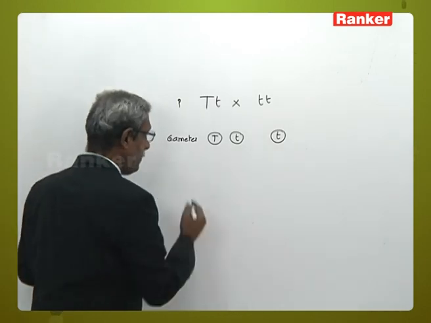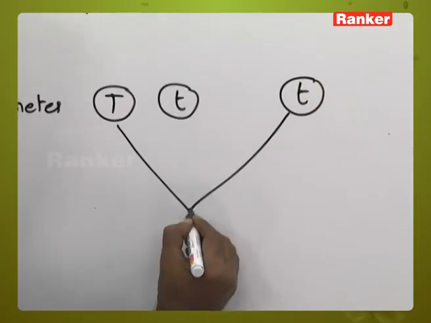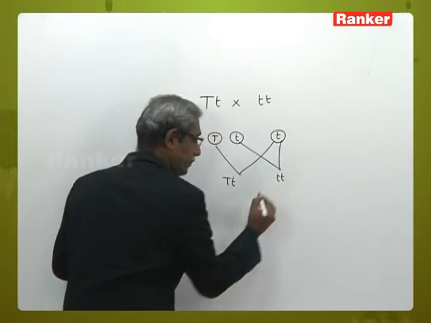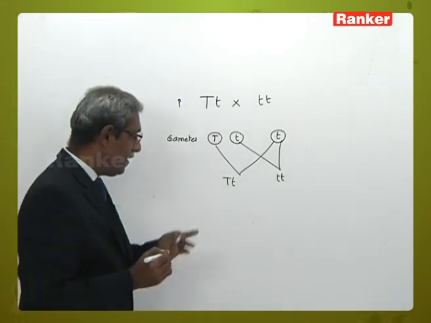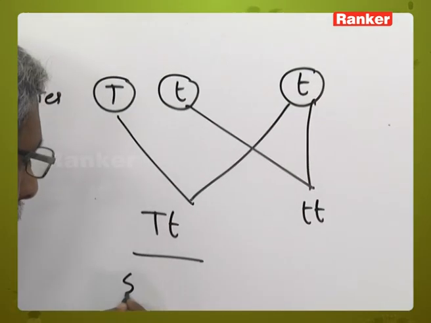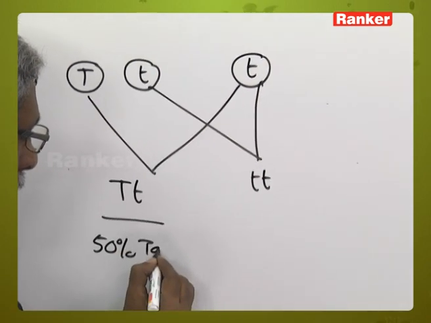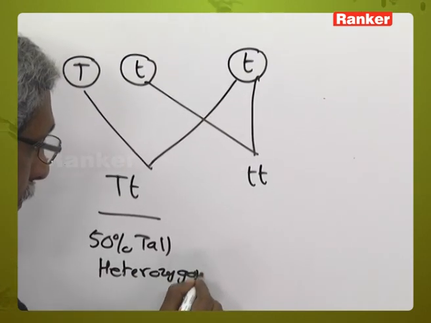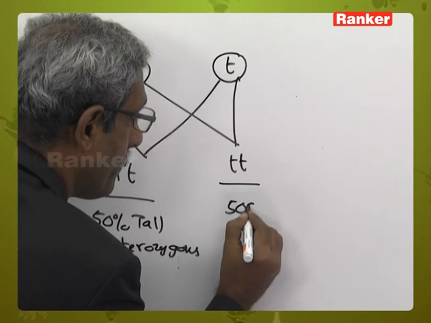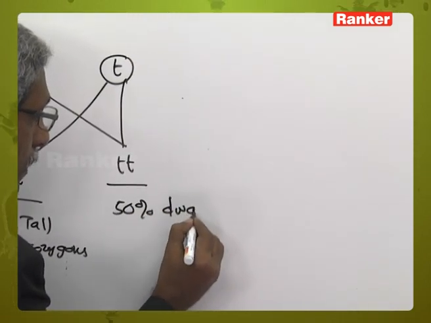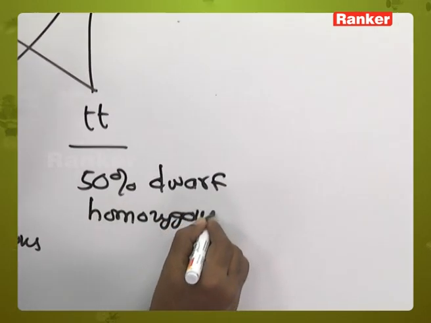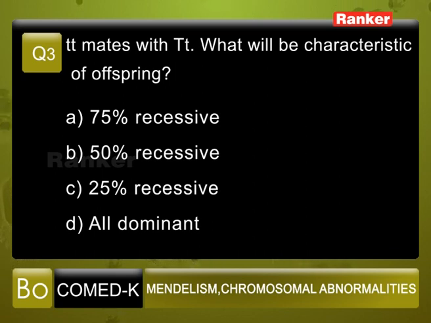A crossing between them, a probabilistic crossing, gives a capital T and a small t here, and a small t and a small t here, and a small t and a small t here. We find that 50% of them are tall, heterozygous, and 50% of them are dwarf, homozygous. So, as per the question, the characteristics of the offspring is that they are 50% recessive.